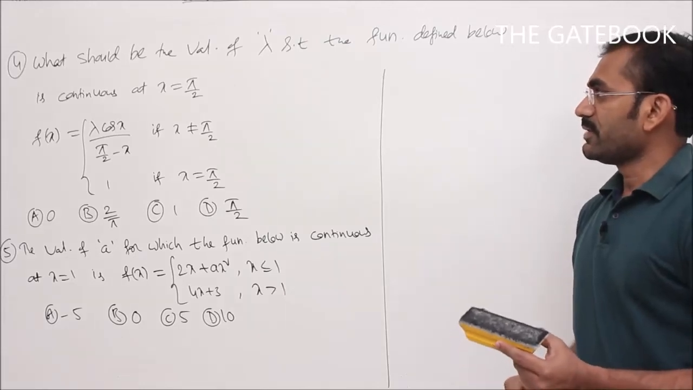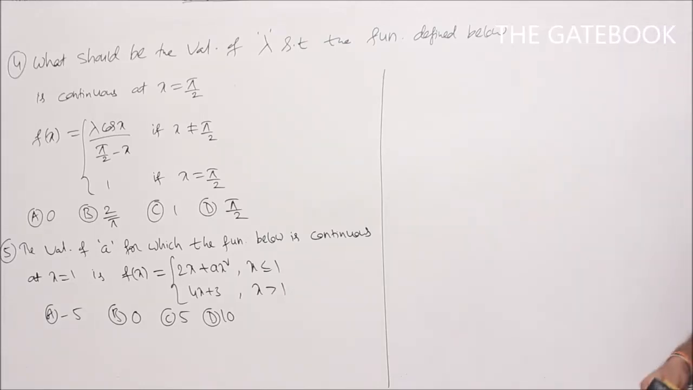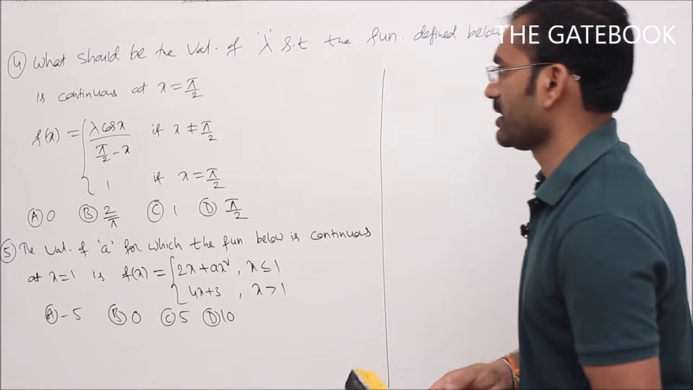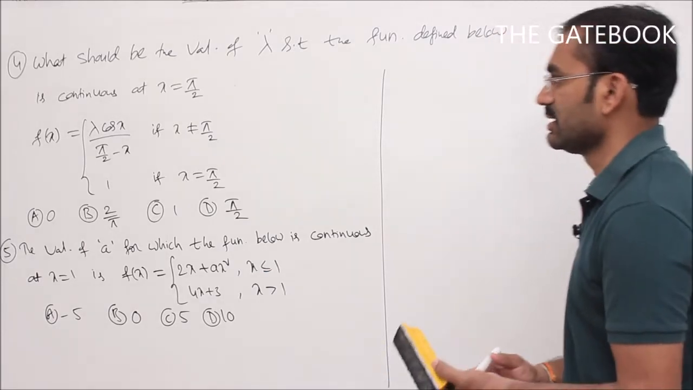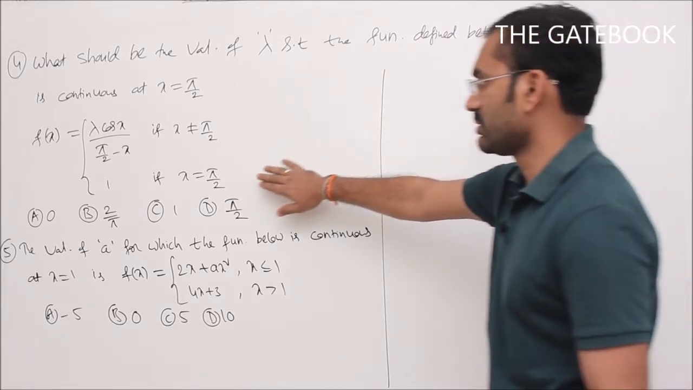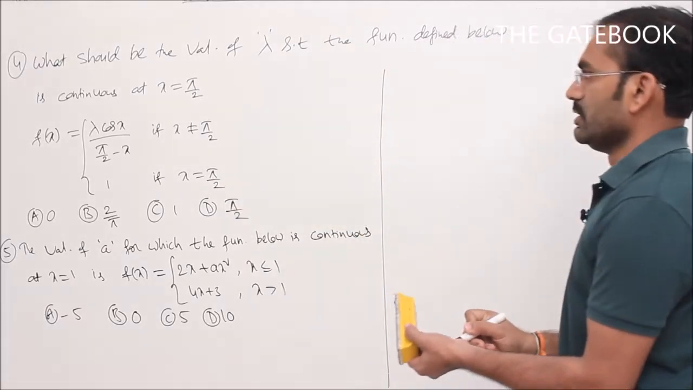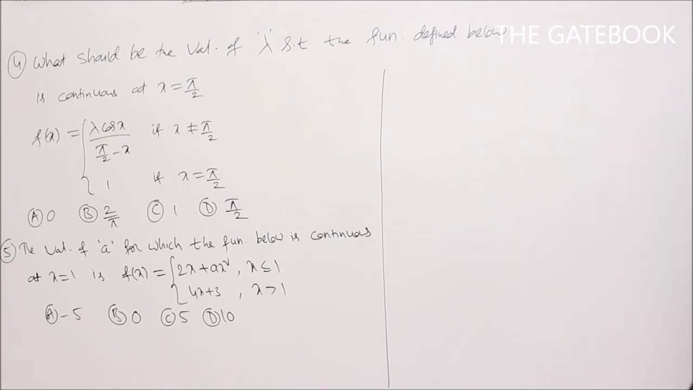Fourth one: what should be the value of lambda such that the function defined below is continuous at x equal to pi by 2? Given f of x is equal to lambda cos x by (pi by 2 minus x), if x is not equal to pi by 2, and is equal to 1 if x is equal to pi by 2. It is given that the function is continuous at x equal to pi by 2.